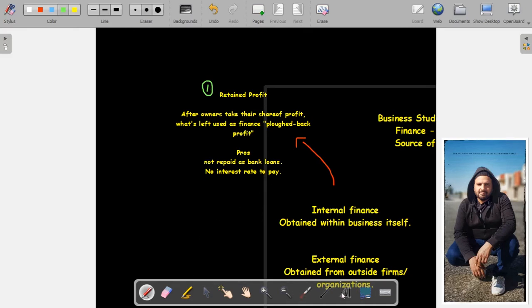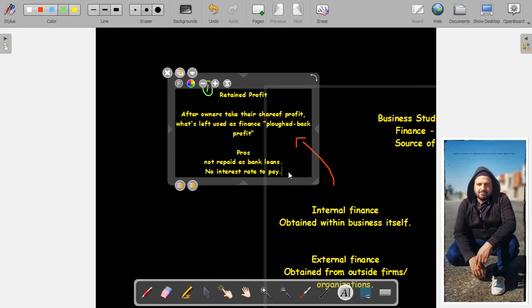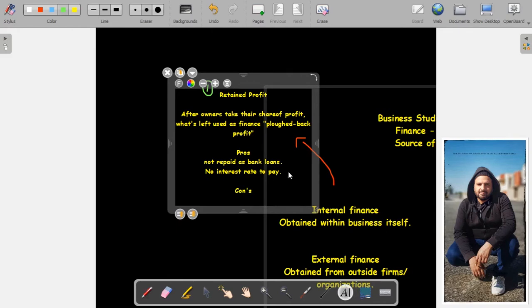Besides these advantages, of course, as with anything that we study in business, there are always disadvantages. The disadvantages of retained profit are three. Number one, let's say that you are a new business. If you are a new business, you actually don't have retained profit, because you just started. You may not have any profit at all. So it's not ideal to use this method to finance new businesses.